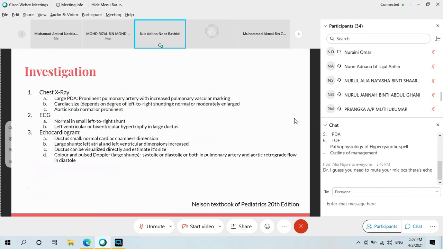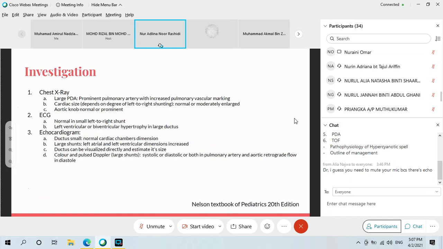For the investigation of the PDA, we can do a chest X-ray. In a large PDA, we can see a prominent pulmonary artery with increased pulmonary vascular markings. The cardiac size depends on the degree of the shunting, so it might be normal or moderately enlarged. The aortic knob may be normal or prominent.